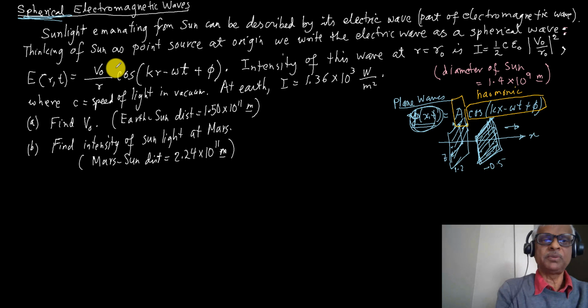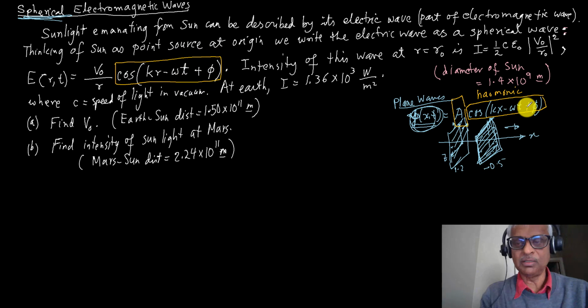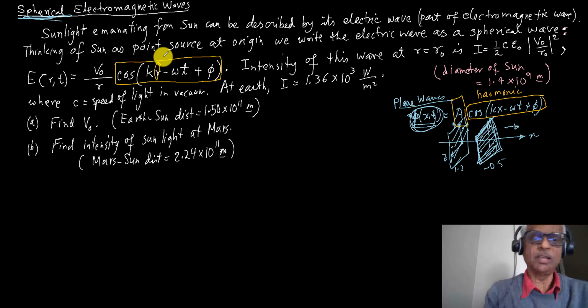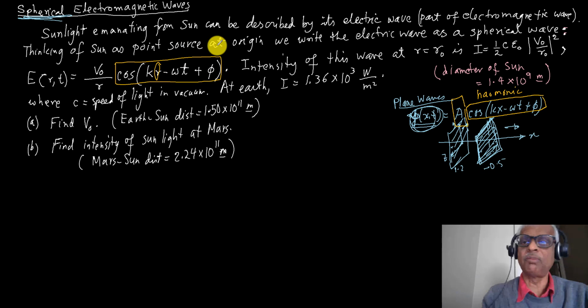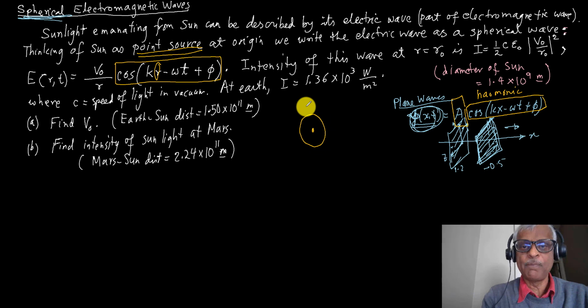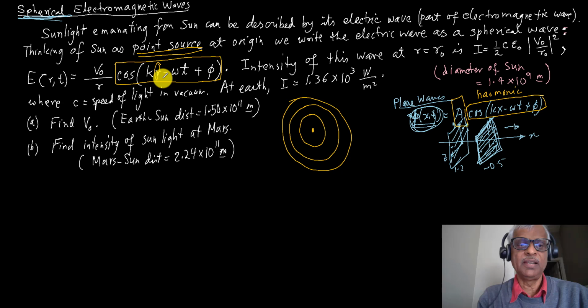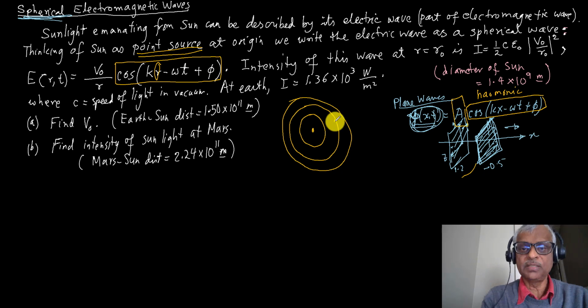Now compare over here, this is the harmonic part, which is similar, but here r is not x, r is the radial distance from the point source. So over here we have a different picture. We have a picture, and this thing is kind of spreading out. This picture is spreading out, and so it's some distance r from a point source. So we're looking at over here.